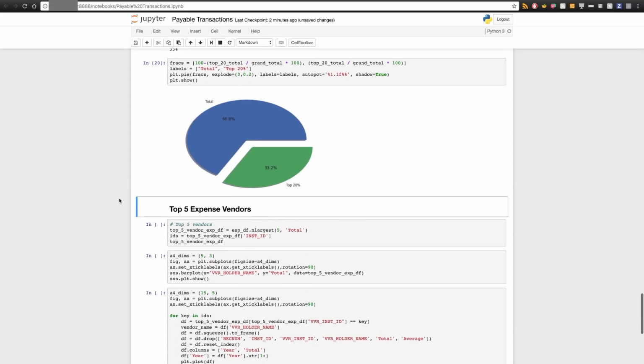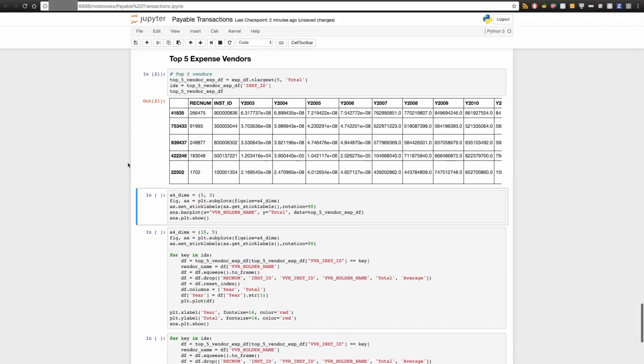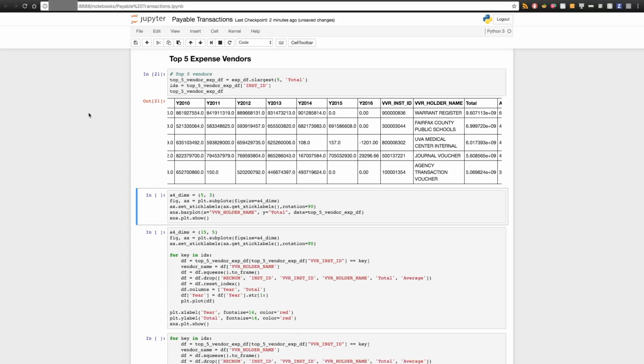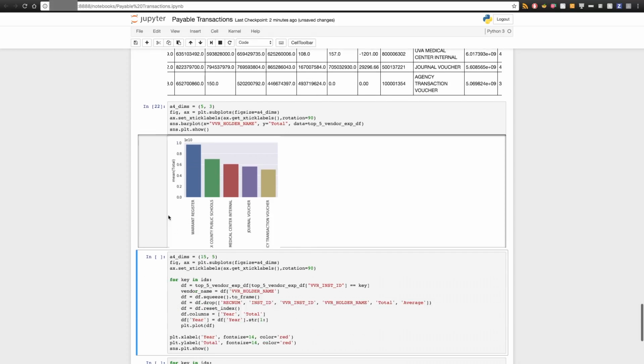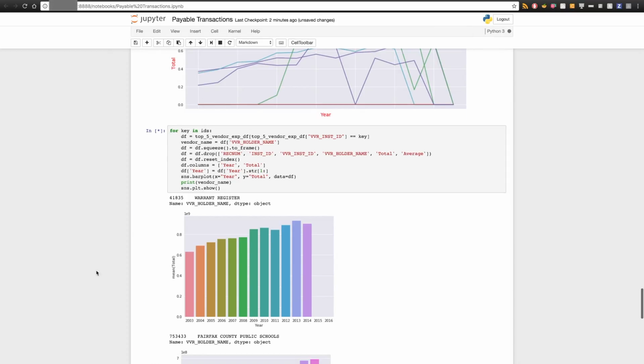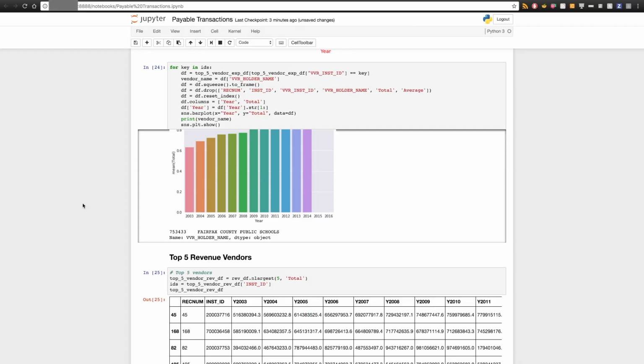Let's pretend for a moment that the data we are reading in does not have any issues, and look at the top 5 vendors for both expenses and revenue. If you notice, the warrant register seems to be the number one expense for this government entity. Let's look at it some more. For some reason, the warrant register, despite it being the thing that cost this government entity the most overall, has no expenses in either 2015 or 2016. This would imply that there is no crime in either 2015 or 2016. Seems highly unlikely.